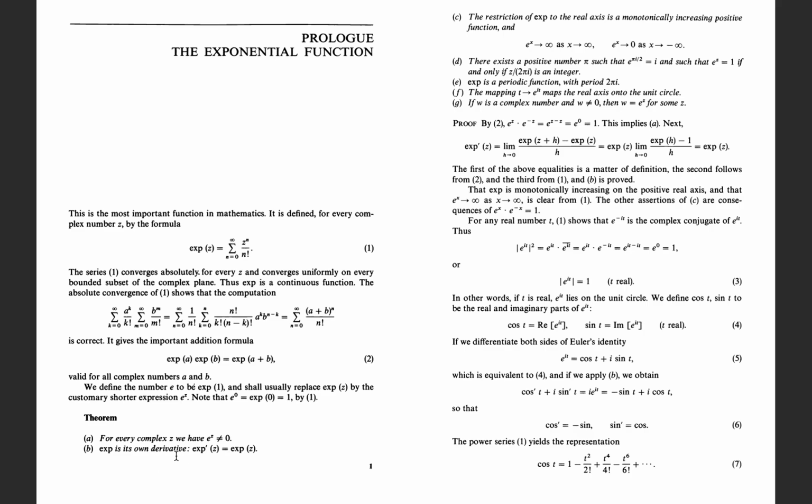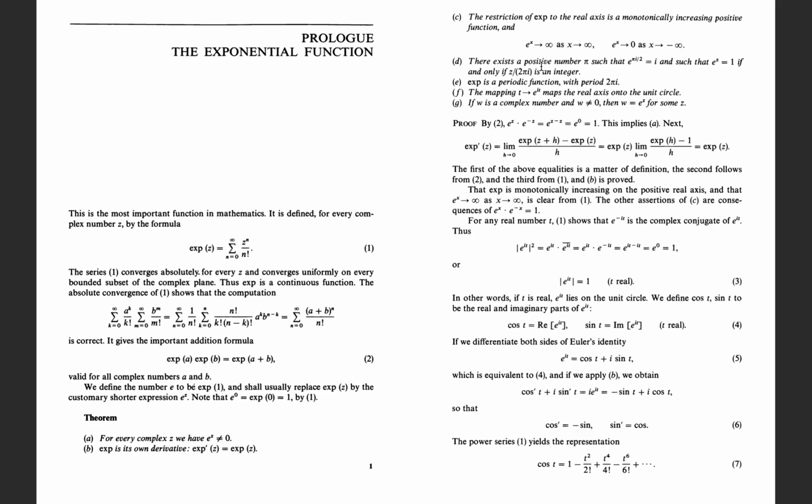exp is its own derivative. Notice that exp is not e to the something, because, for example, e to the 2x, if you differentiate it, is 2 e to the 2x. So exp is actually different from e. And it is a monotonically increasing positive function: e to the x goes to infinity as x goes to infinity, and e to the x goes to 0 as x goes to negative infinity.